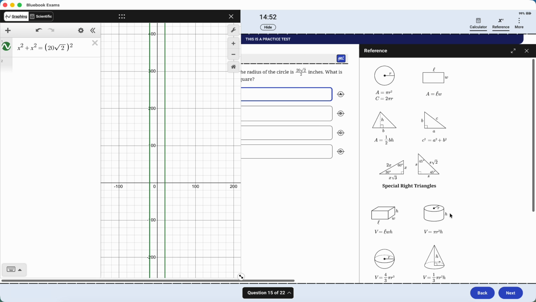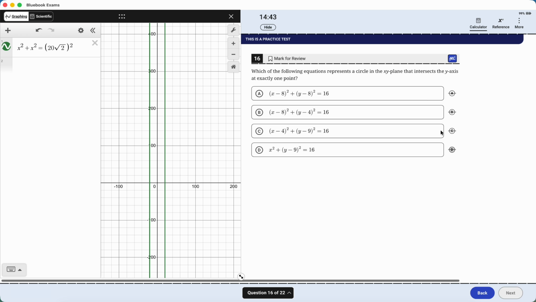The other way you could do it is this. It's a 45, 45, 90 triangle because it's a square. So if that was 20 square root 2, you see then the sides are just 20. So whatever way, both of those are fine.